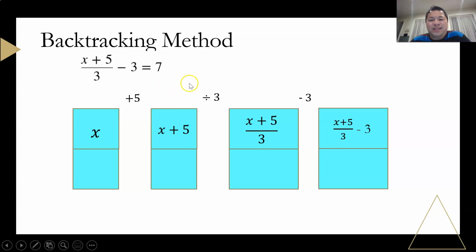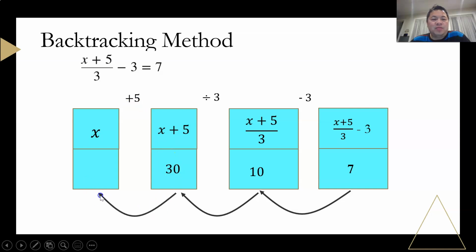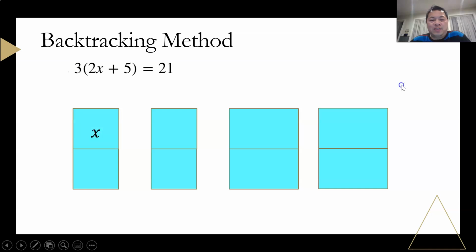So now you put in the answer, which is 7. You work backwards. So instead of minus 3, you have to plus 3. That's how you get 10. So instead of divide by 3, you have to times 3. You get 30. So instead of plus 5, you have to minus 5. That's how you get 25 here. If you don't believe, again, you substitute inside here. 25 plus 5 is 30. 30 divided by 3 is 10. 10 minus 3 is 7. That's the correct answer. The next one.